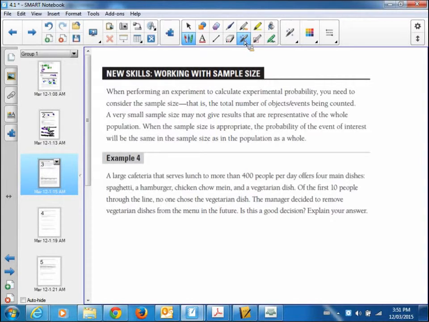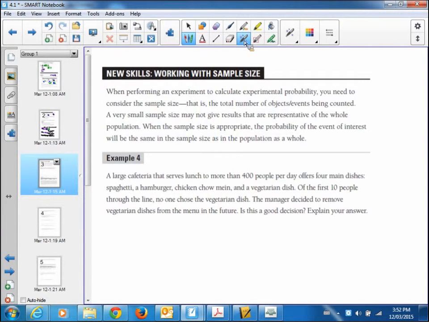Here's a good example then. A large cafeteria serves lunch to more than 400 people per day and offers 4 main dishes. There we are, 400 people, 4 main dishes: spaghetti, hamburger, chicken chow mein, vegetarian dish. Of the first 10 people through the line, no one chooses the vegetarian dish. The manager decides to remove the vegetarian dish from the menu in the future. Is that a good decision? Explain your answer. Well, I won't write this up, but think about it.